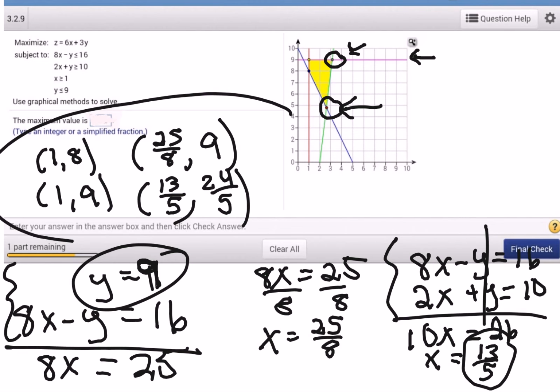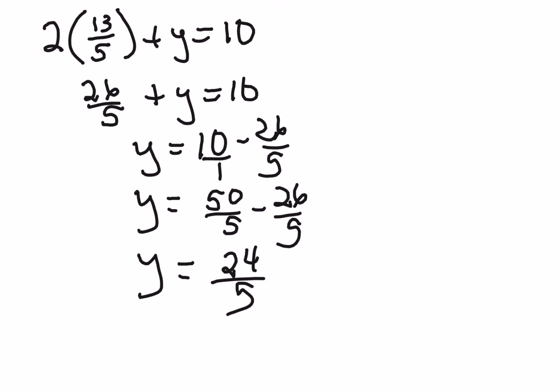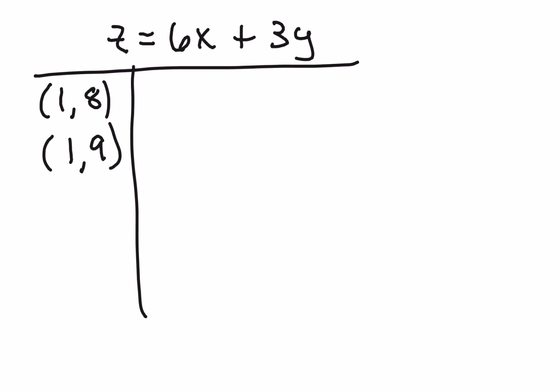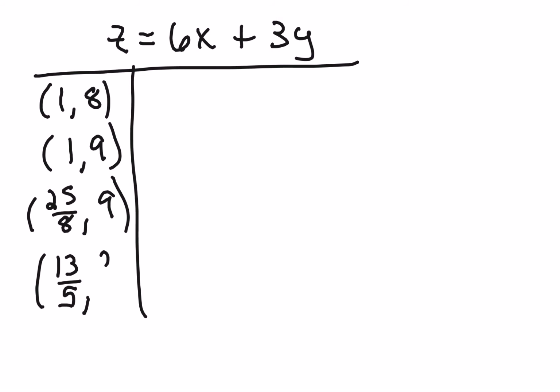Now there are all of my corner points, and we need to check those to see which one gives us the maximum value. So let's look at all of those corner points with our objective function. Remember what our objective function was: z equals 6x plus 3y. We're going to plug in our corner points: (1, 8), (1, 9), (25 over 8, 9), and (13 over 5, 24 over 5). We'll plug each one of these into our function.